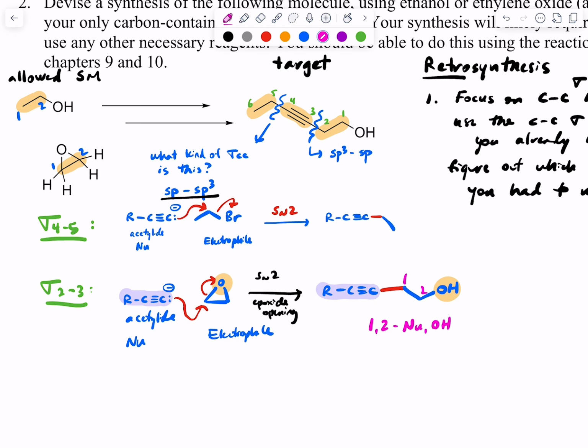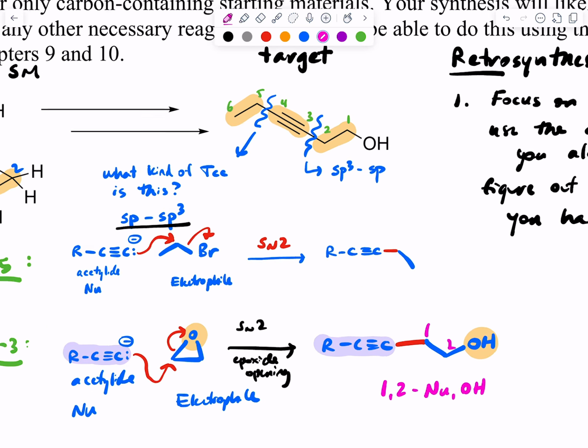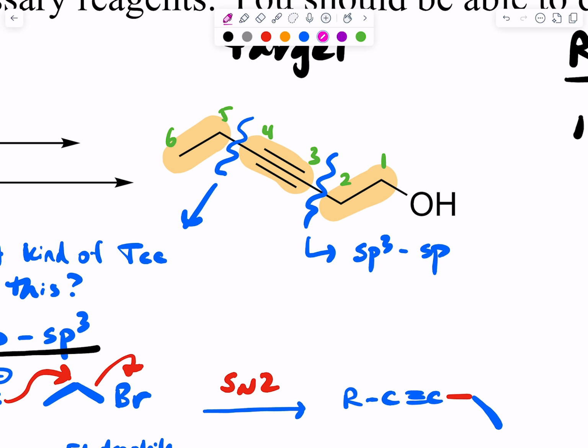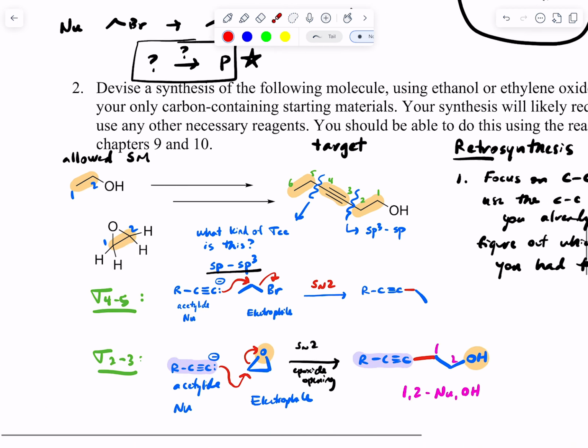If you look for structural patterns and start to master them, you'll be able to look at a product like this and say, oh, hey, this could have been an acetylide nucleophile. This could have been an epoxide. Why? Because the product is a 1-2 nucleophile OH pattern. So look for that. That can be a structural clue as to a reaction you can do.